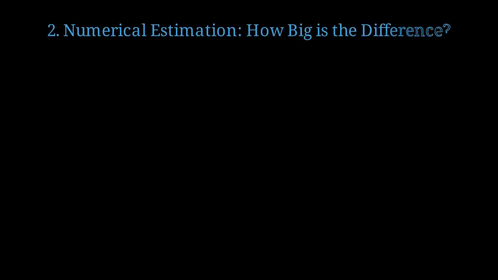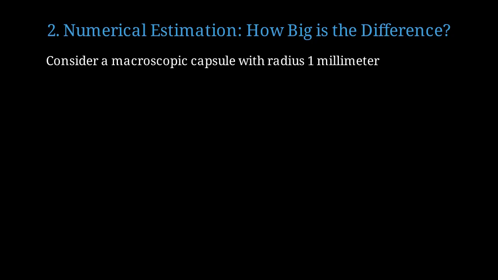Let's do some concrete calculations to see just how dramatic this difference becomes at the nanoscale. First, let's consider a macroscopic capsule with a radius of 1 millimeter, about the size of a small pill. That's 1 millimeter, or 10 to the minus 3 meters. The surface-to-volume ratio is 3 divided by 10 to the minus 3, giving us 3,000 per meter.